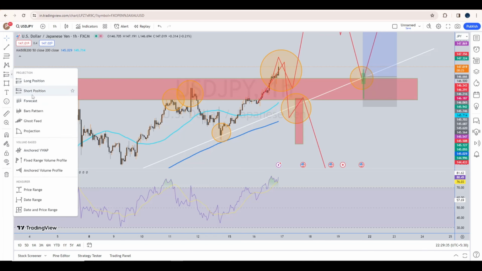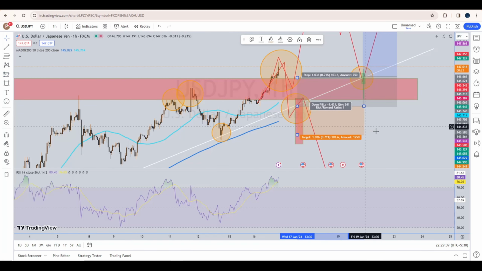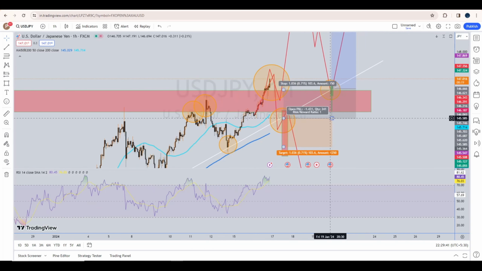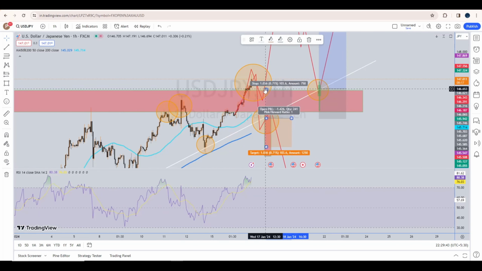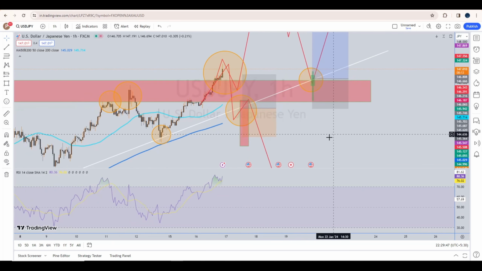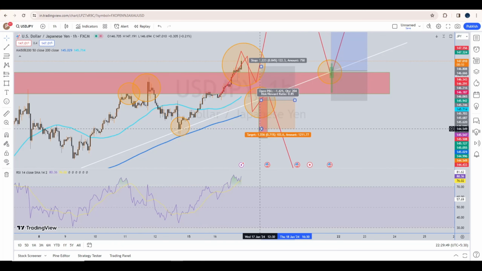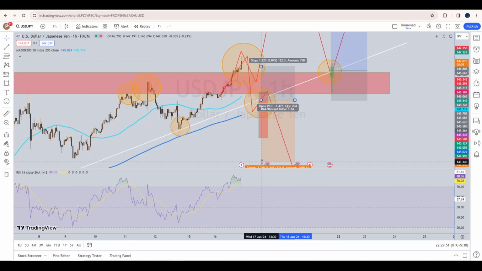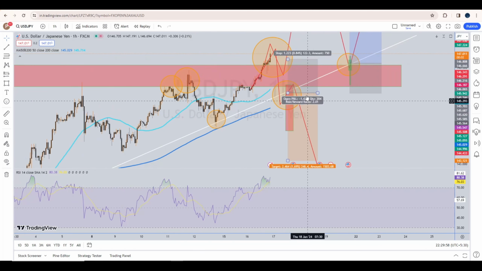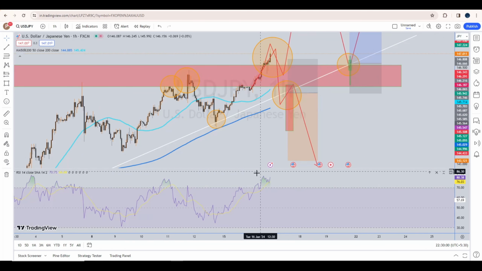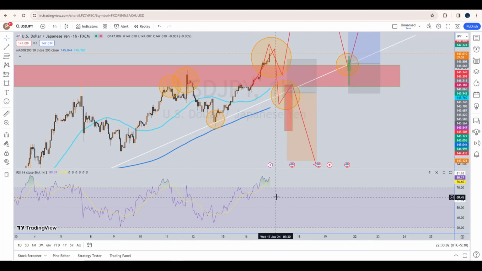How can you do it? Just go to this tool and place a short position over here. As you can see, I placed a short position over here, and you will always put a SL above the key area, key level, and you will target for 1:2. As you can see here, 1:2 achieved. Okay, in this way you can take a trade according to the RSI level.